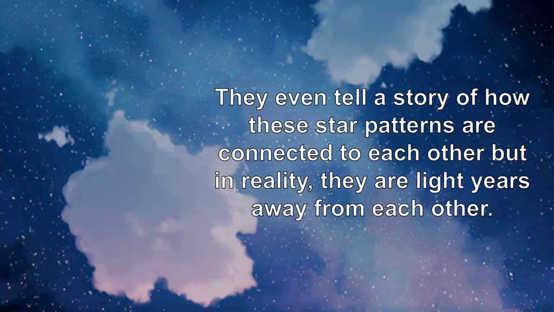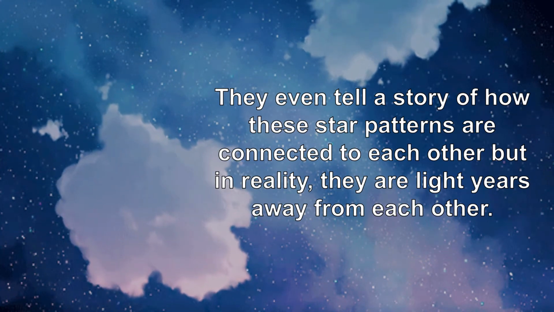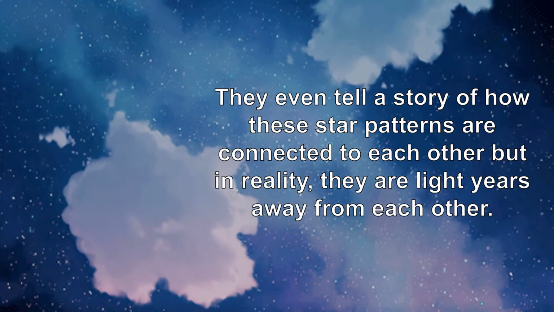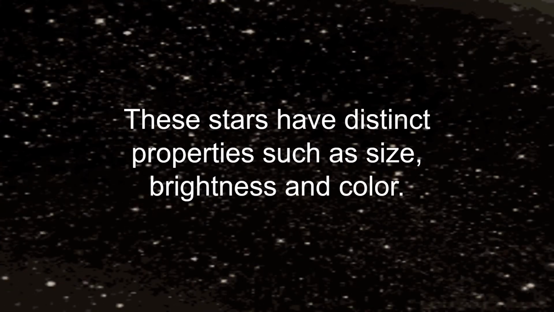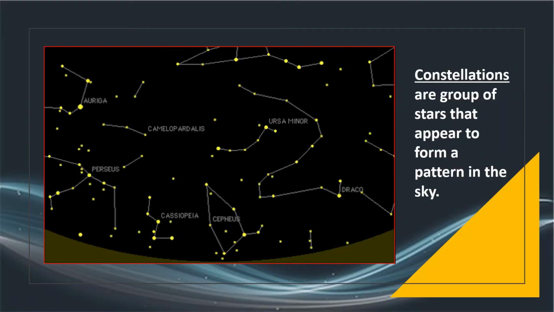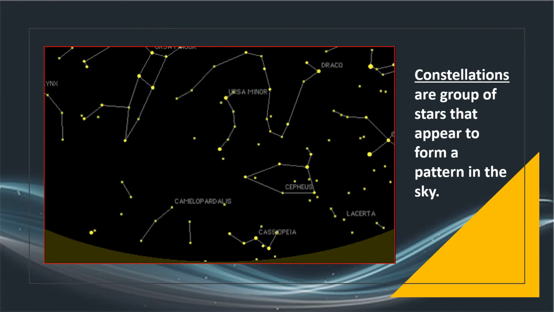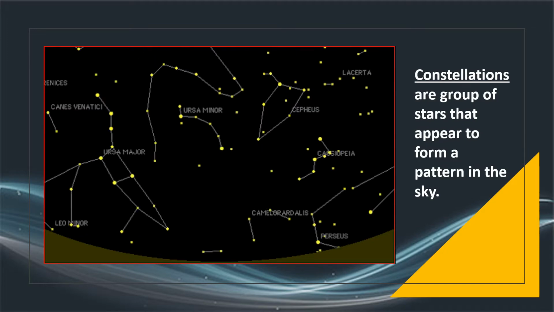They even tell a story of how these star patterns are connected to each other, but in reality, they are light years away from each other. These stars have distinct properties such as size, brightness, and color. Constellations are a group of stars that appear to form a pattern in the sky. These are groups of stars which have patterns, and these are what we call constellations.